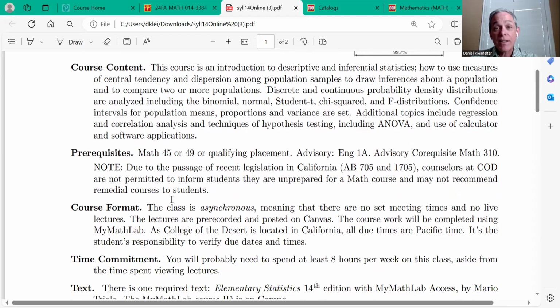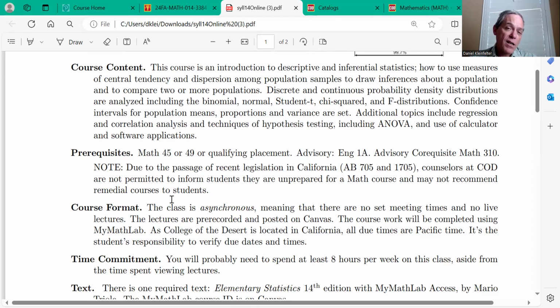All right, moving on to our syllabus here. Prerequisites for the course, Math 45 or 49 or qualifying placement. So that would be basically an intermediate algebra course. COD up until recently had two kinds. You don't need to worry about the distinction between the two. The algebra that you need, or the math that you need for this course, is primarily being able to do order of operations. Like if I give you a formula and some numbers, can you plug the numbers into the formula, put that in your calculator and get an answer?